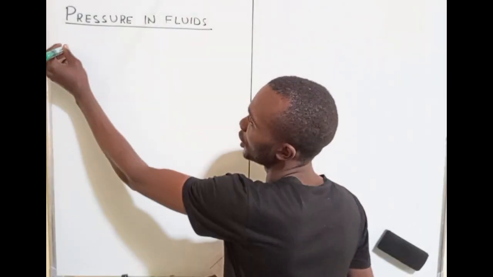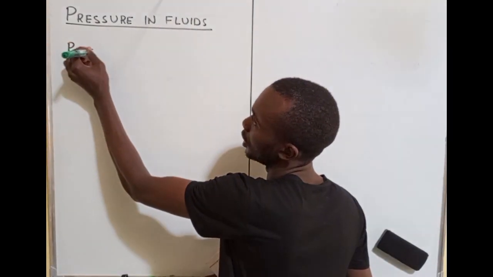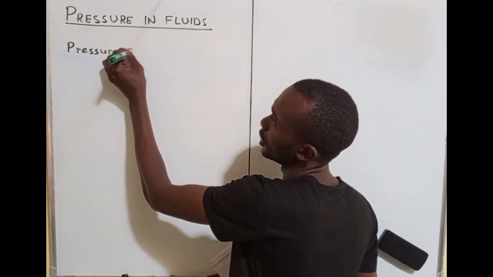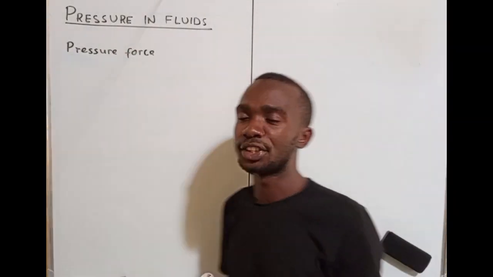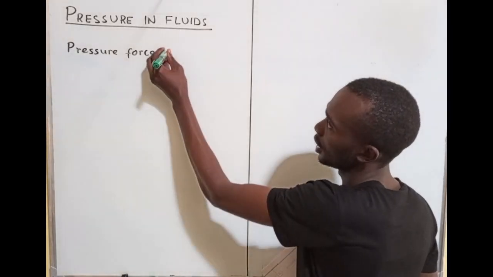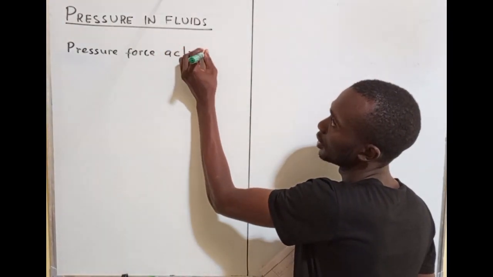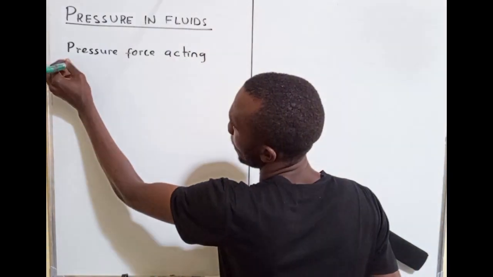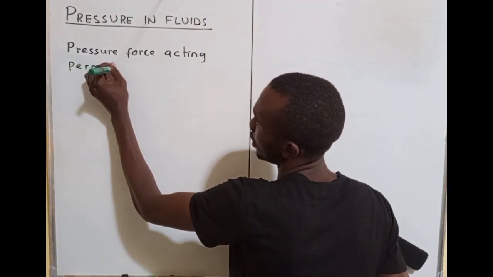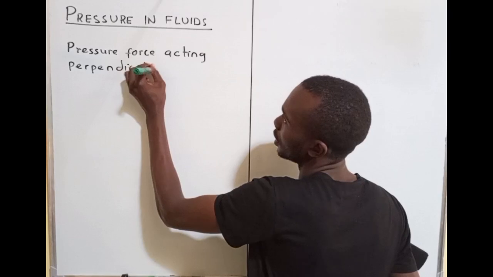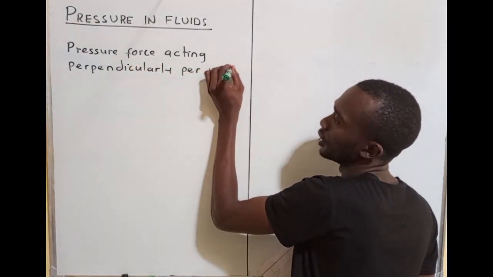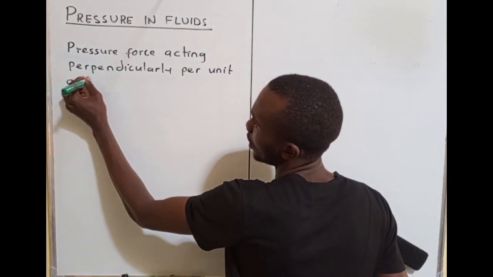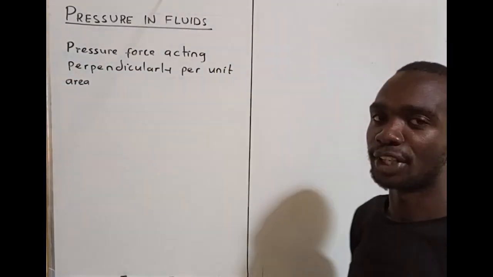From the definition of pressure, pressure is always the force acting perpendicularly per unit area of a given body. Force acting perpendicularly per unit area. That is the definition of pressure.